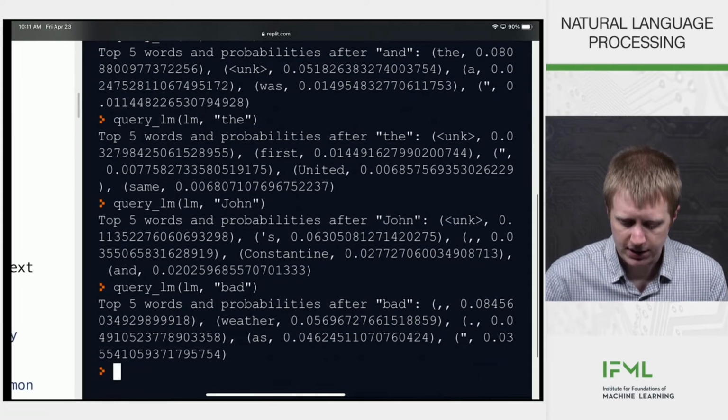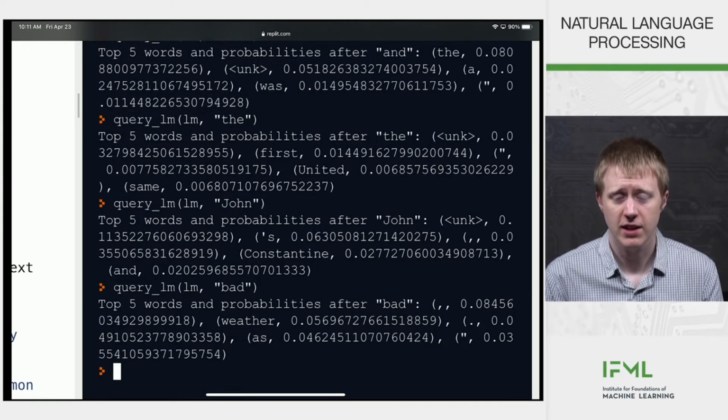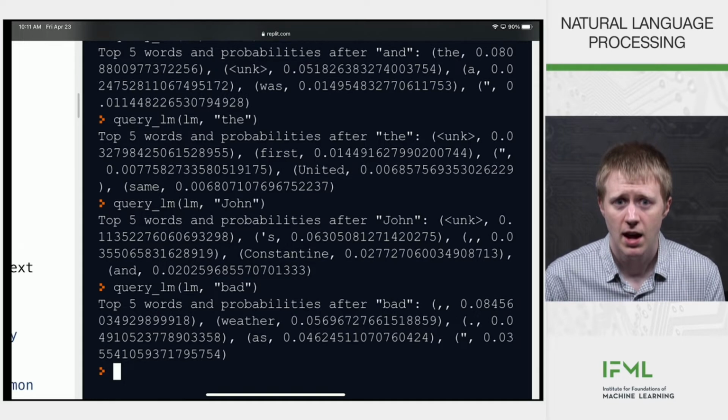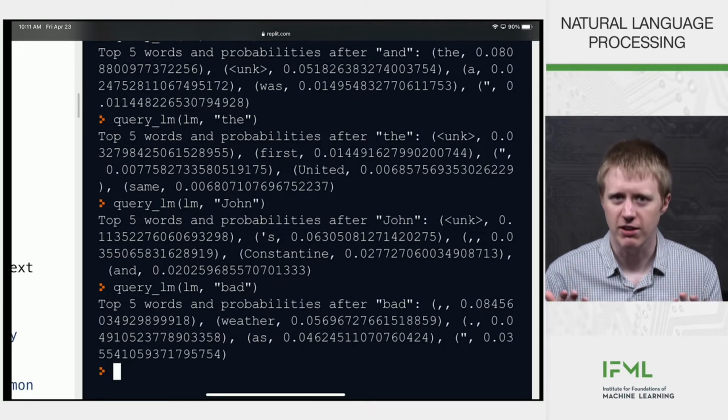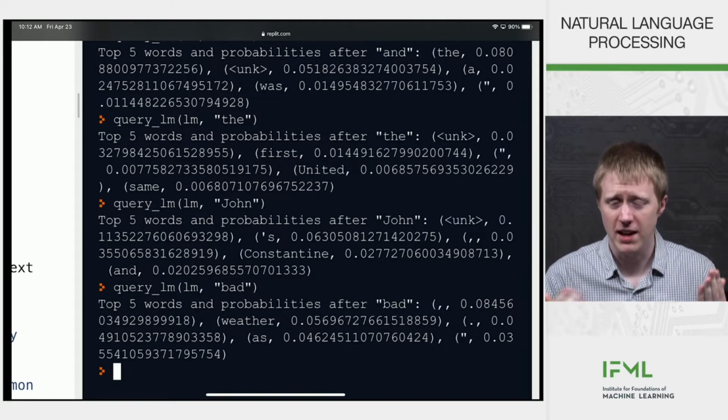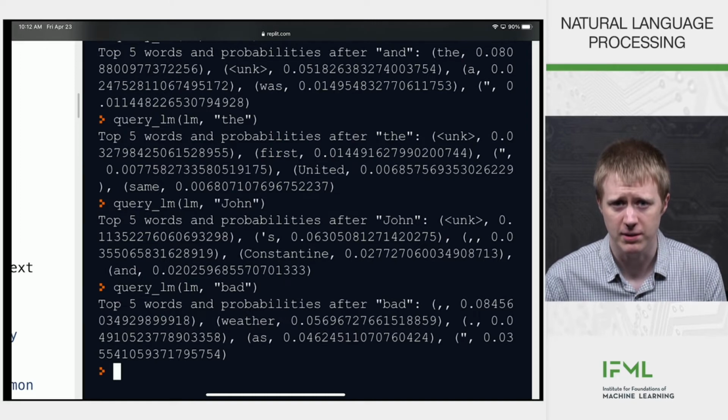I asked it about "John", and here there's something interesting. You see unc again, and "John's", so we're often talking about John's something. And then we have "Constantine" in here, and if you look in the actual data, it turns out John Constantine is a fictional character that occurs a decent amount in this slice of Wikipedia. So this goes to show that this data is not necessarily representative of the whole English language, but instead it's just this one slice that we saw here.